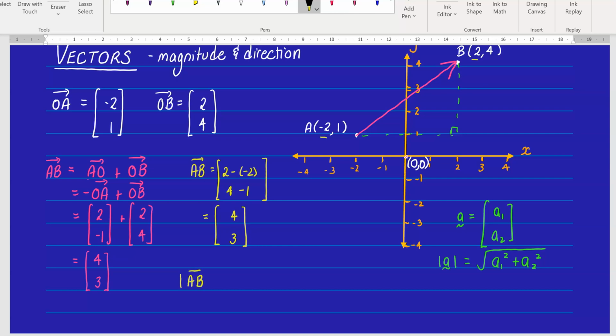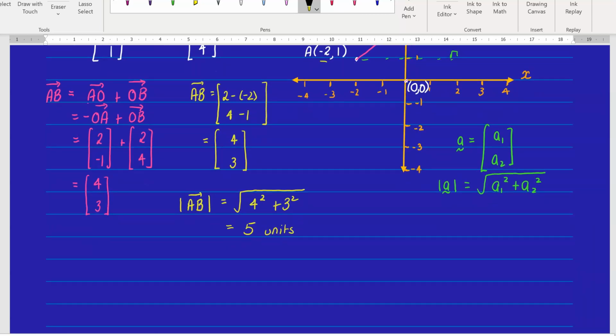So if I want to find the length of AB, that is simply going to be 4 squared plus 3 squared, all square rooted, which we know is going to give us 5 units. That's simple. This brings us to the next bit where we say, what if I want a vector that is in the same direction as AB, but I only want it to be 1 unit long? Or maybe I want it to be 11 units long or 13. In order to do that, we have to first find a thing called a unit vector.